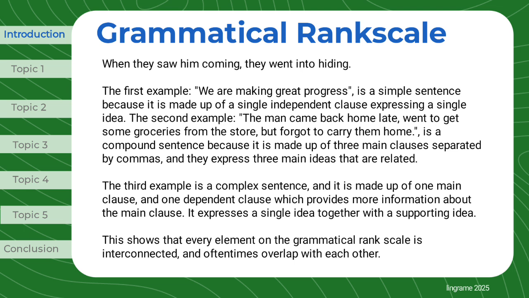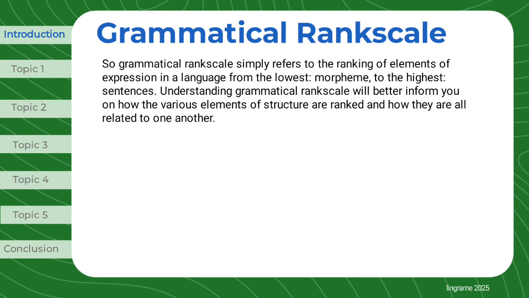This shows that every element on the grammatical rank scale is interconnected, and oftentimes overlaps with each other. So grammatical rank scale simply refers to the ranking of elements of expression in a language from the lowest, morpheme, to the highest, sentences. Understanding grammatical rank scale will better inform you on how the various elements of structure are ranked and how they are all related to one another.